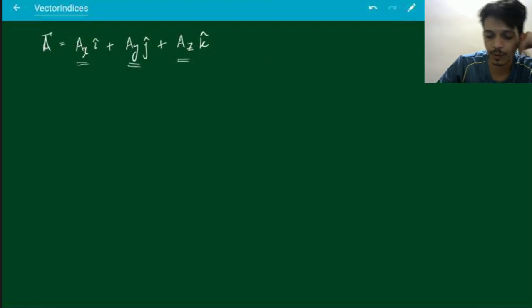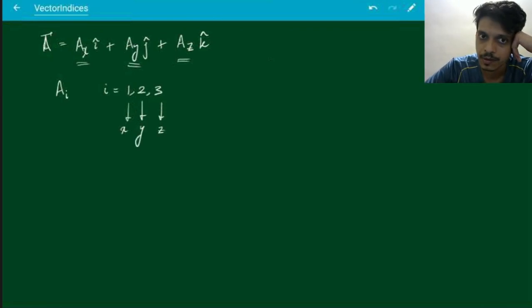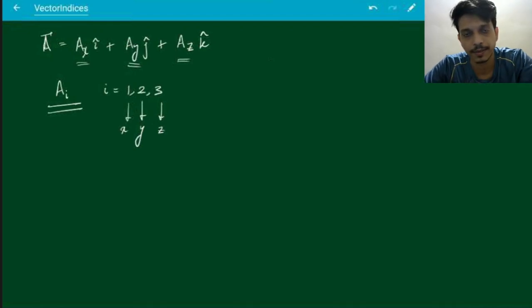Now what I'll do is, in general, I will label it as Ai, where i can be either 1, 2 or 3, and these would correspond to, say, 1 corresponds to x, 2 corresponds to y, 3 corresponds to z. So I'll say the components of the vector, instead of calling them Ax, Ay, Az, I'll call them A1, A2, A3. The advantage of calling it Ai instead of explicitly saying Ax, Ay, Az is that now I can easily generalize this to any coordinate system.